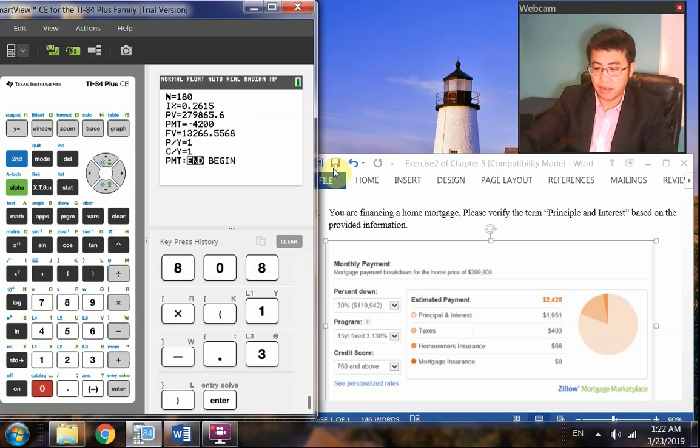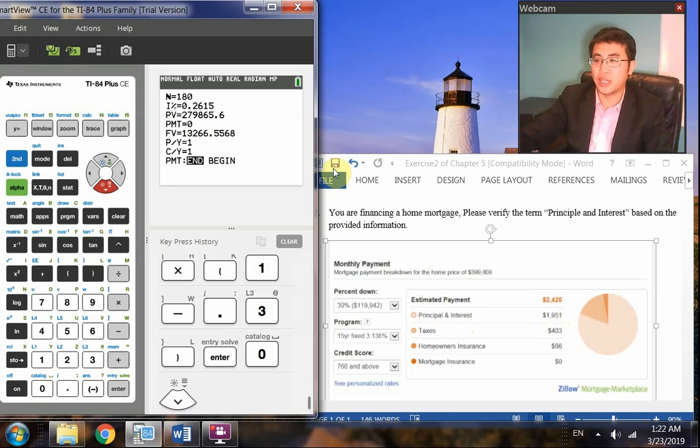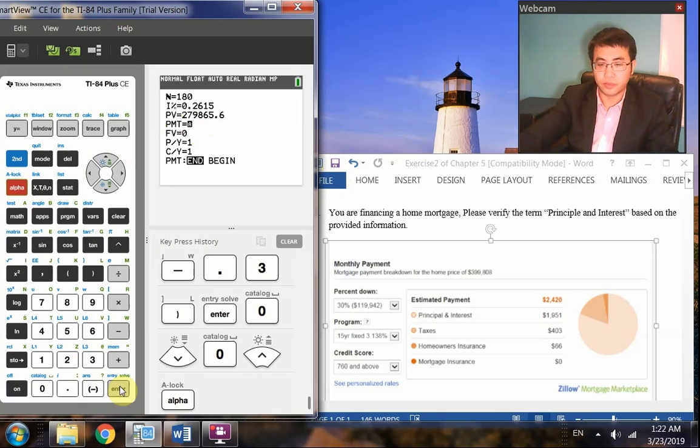And then you solve for payment, put it at 0, and we will get back there to solve. For future value, there's no additional amount of money you pay after 15 years, so just put 0. You only pay the monthly mortgage. You do not pay any lump sum in addition to that. So you get back to payment, make sure this is highlighted, and I want you guys to hit alpha, enter. So that's how you solve it.